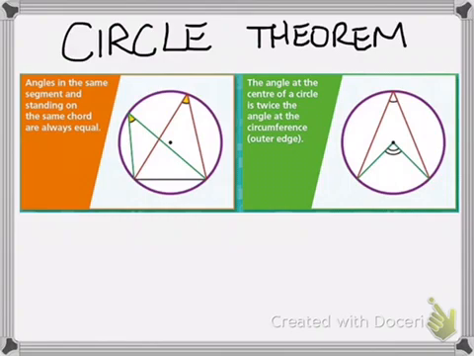The first rule here: angles in the same segment and standing on the same chord are always equal. There's the chord, and standing on the same chord, starting from one end of the chord, hitting the circumference, and down to the other end of the chord. They are all equal. Sometimes it's described as starting on the same chord or starting on the same arc.